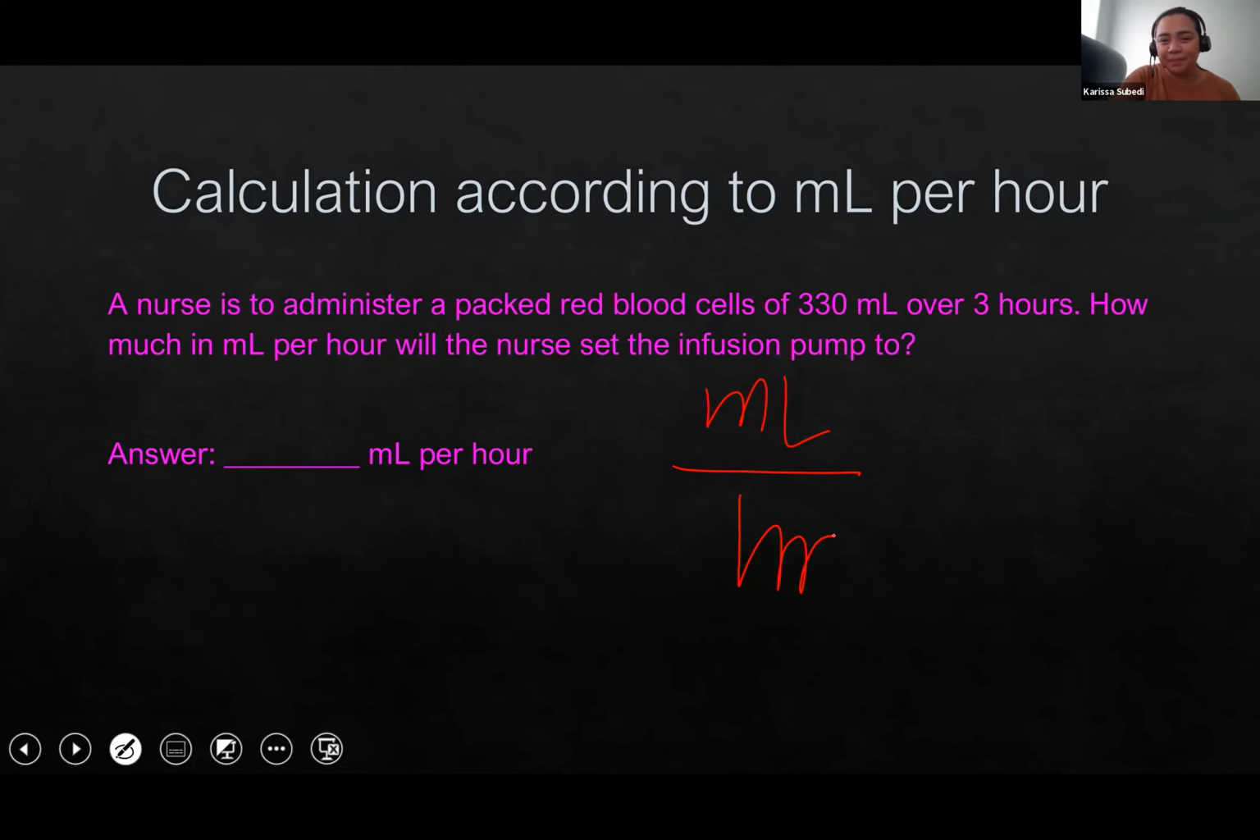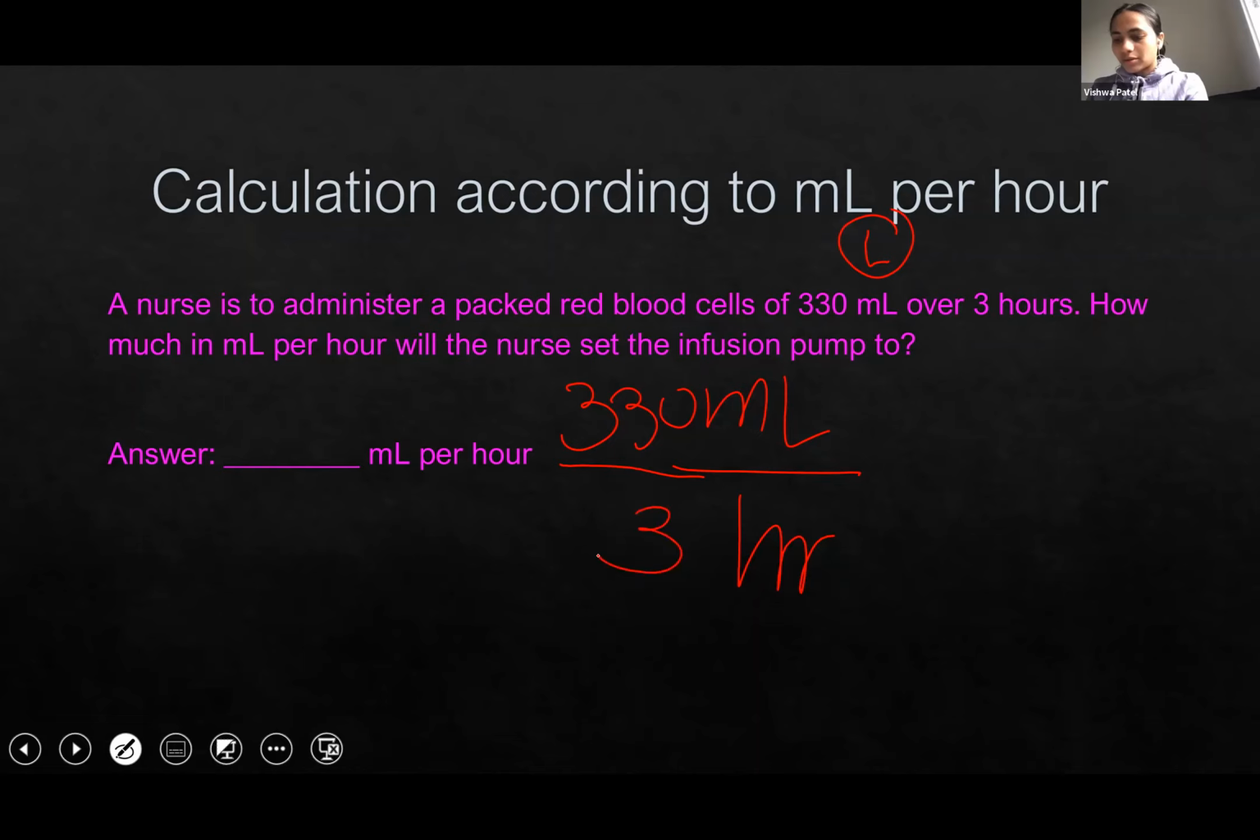What's your answer? 110 mL per hour. How did we do that? Divide volume over time. Volume is 330 mL. We don't have to convert that, unless it is in liters, then you have to convert it. But it's already given to you in mL. Now we are giving it in 3 hours, so that's divided by 3. What's your answer? 110 mL per hour.